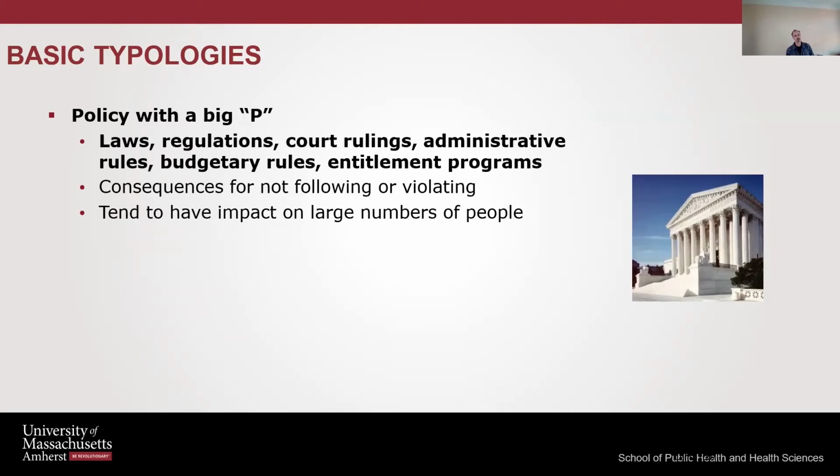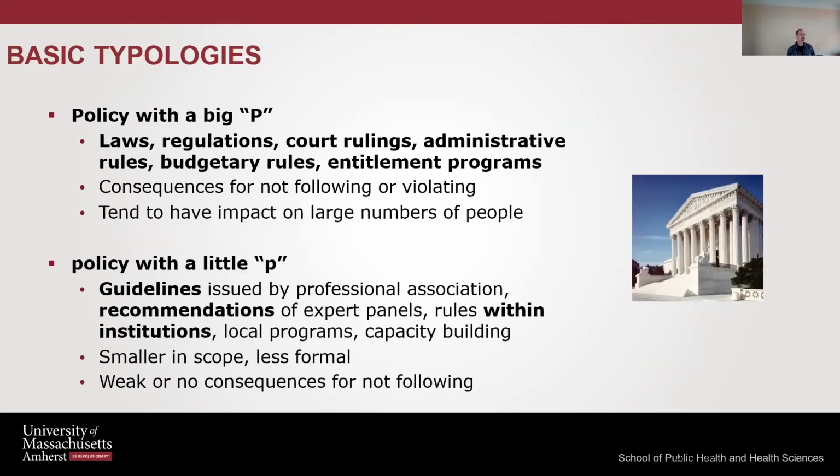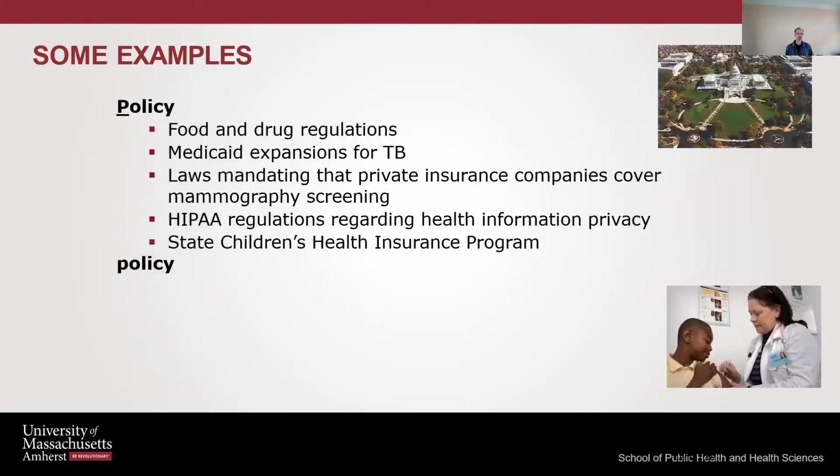Basic typologies: there's policy with a big P. These are laws, regulations, court rulings, administrative rules, budgetary rules, and entitlement programs. There are consequences for not following or violating them, and they tend to have impact on large numbers of people. In contrast to that, there's also policy with what we call a little p. These are guidelines issued by a professional association, recommendations of expert panels, rules within institutions, local programs, and capacity building. These are smaller in scope, they're less formal, and there are weak or no consequences for not following.